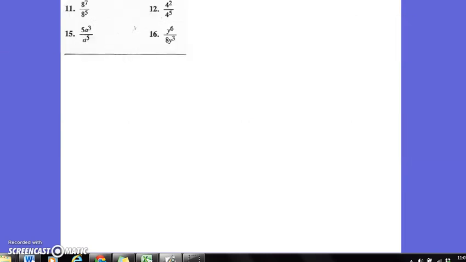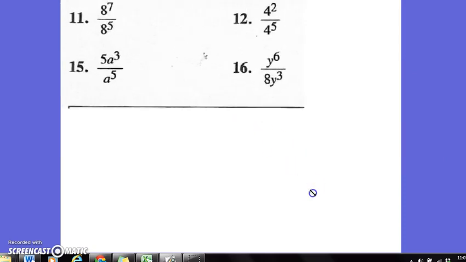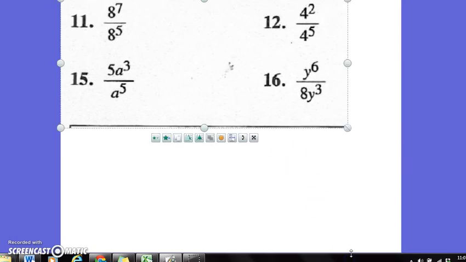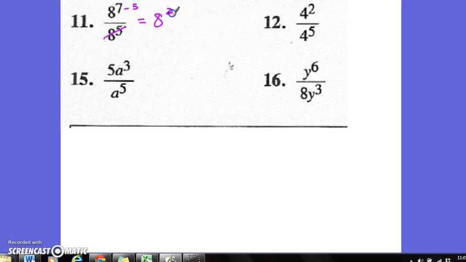Moving on to the next page. Make that a little bigger. These ones are pretty easy. We're just figuring out where the party's at. So here, these come up, you subtract off the 5, you get 8 to the 2nd, or 64.